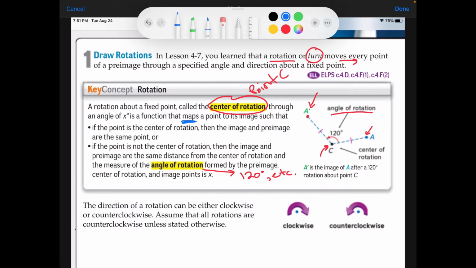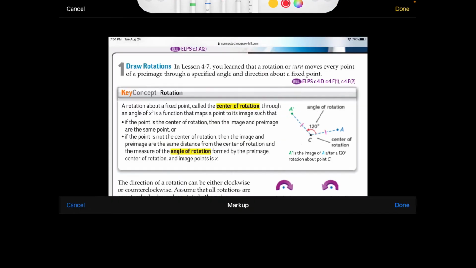Now, we can rotate in either clockwise or counterclockwise. I would like to point out that we must assume that all rotations are counterclockwise unless stated otherwise. And remember, counterclockwise is basically where we're rotating towards the left. Clockwise means we are rotating towards the right. So let's do some examples here.